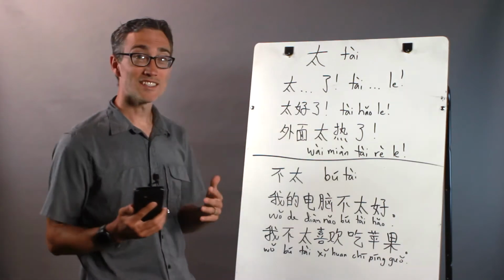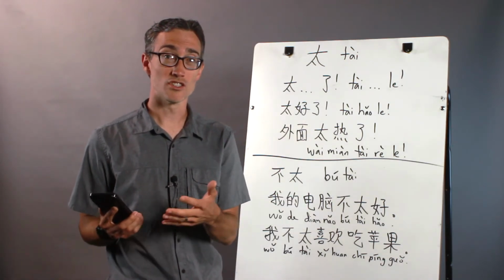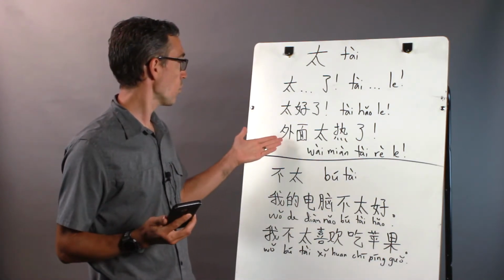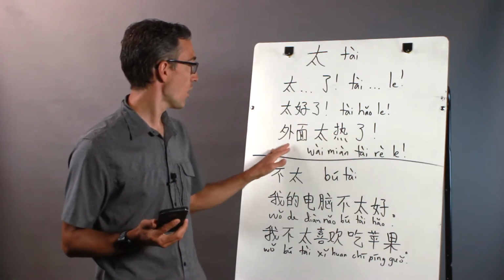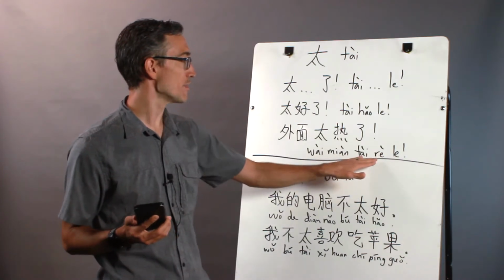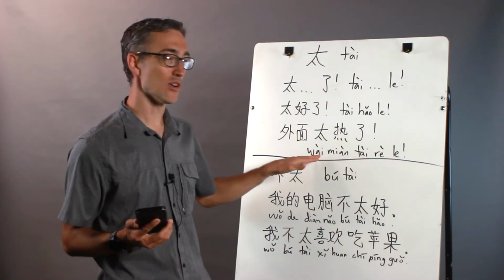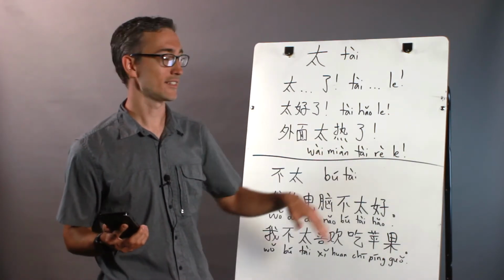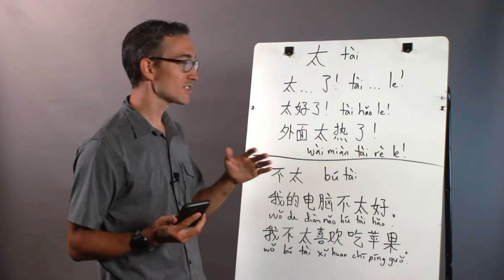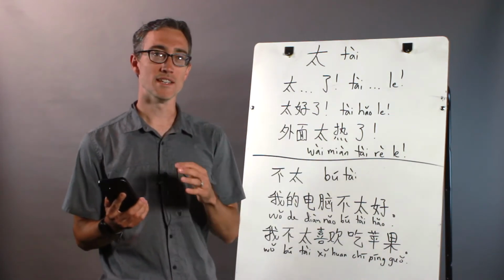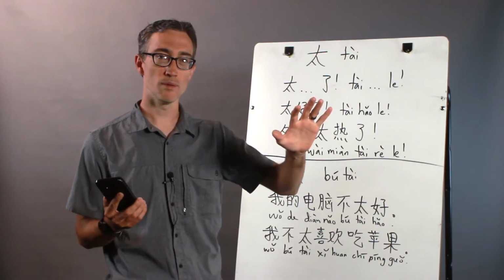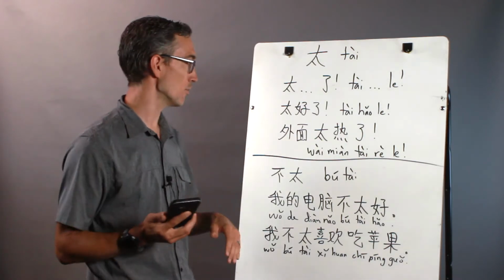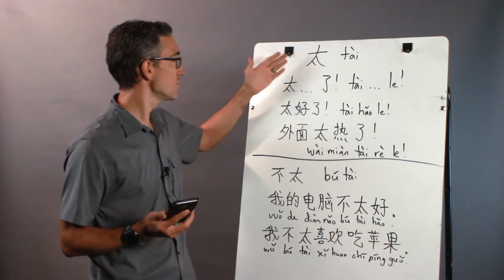So if I say 太好了, 好 means good, so 太好了 means so great. If I say 外面太热了, 热 means hot. 外面 means outside. So outside it's so hot or too hot, depending on the context. So 太, adjective le, means something is very, extremely or too, in the sense of it's more than I can bear or more than I'm willing to accept. So that's the use of tai.